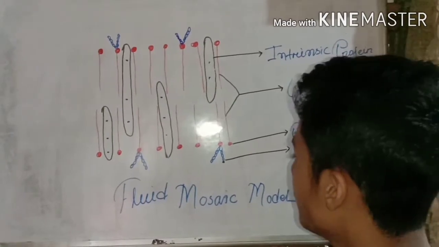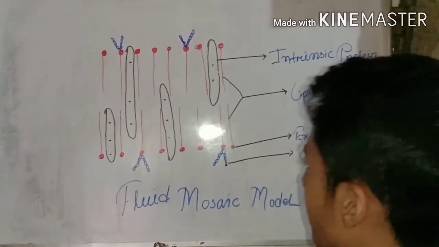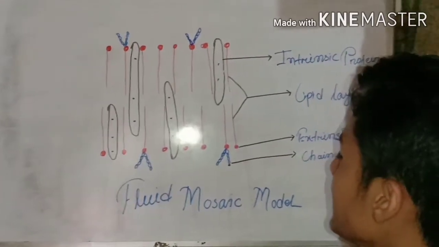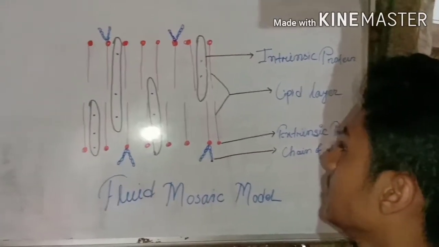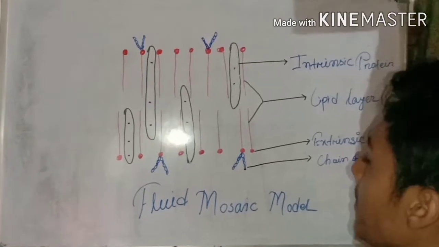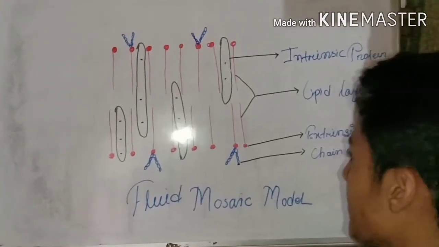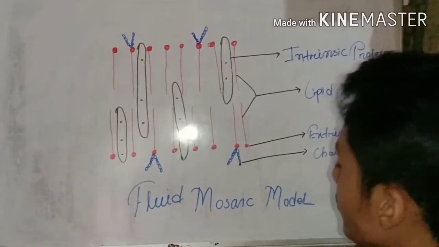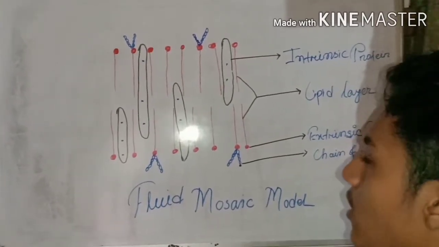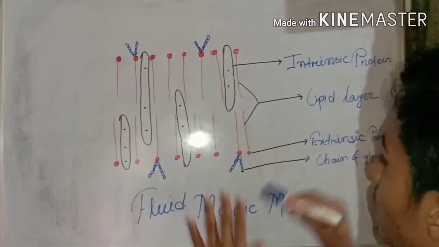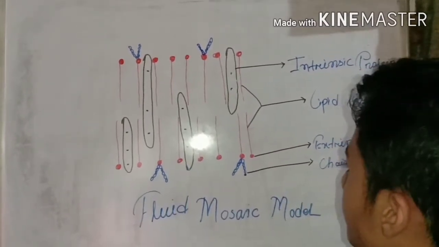Today we are going to discuss the cell membrane. Before that, we have to know what the cell membrane is. It is the outer covering layer of any cell. There are many models to describe the cell membrane, but the most widely accepted one is the fluid mosaic model, which was proposed by Singer and Nicolson in 1972. So this is the whole structure of the fluid mosaic model.